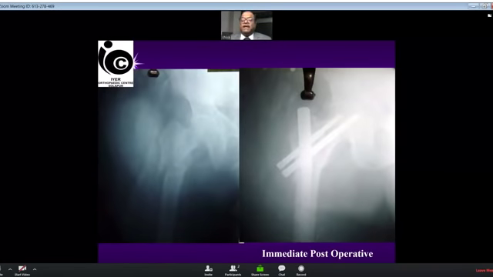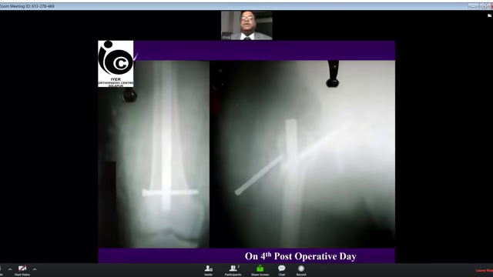Here, this is my own case, operated sometime in 2008, a basicervical fracture with a subtrochanteric fracture. The proper instrumentation and the implants were not available where I operated, so I had to accept the longer screw in the immediate post-operative X-ray. And in due course of time, just after 4 days, this is the picture, where the screw walked out.